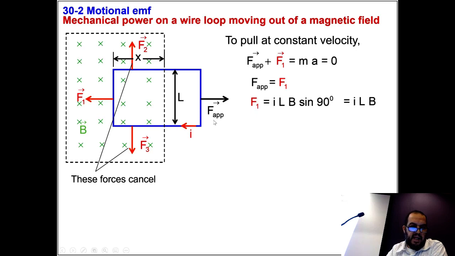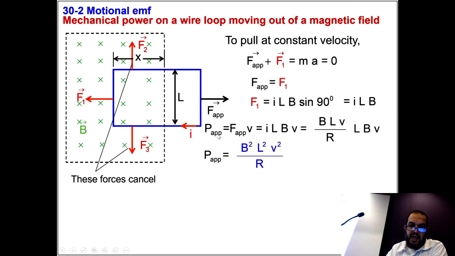F1 is ILB, IL crossed with B. Since the angle is 90 degrees, sine of 90 is 1, so F1 is equal to ILB. So the applied force, in order to move this loop at a constant velocity, has to be equal to ILB. All right, so now I can determine the power. The power is F times V. F is ILB, times V.